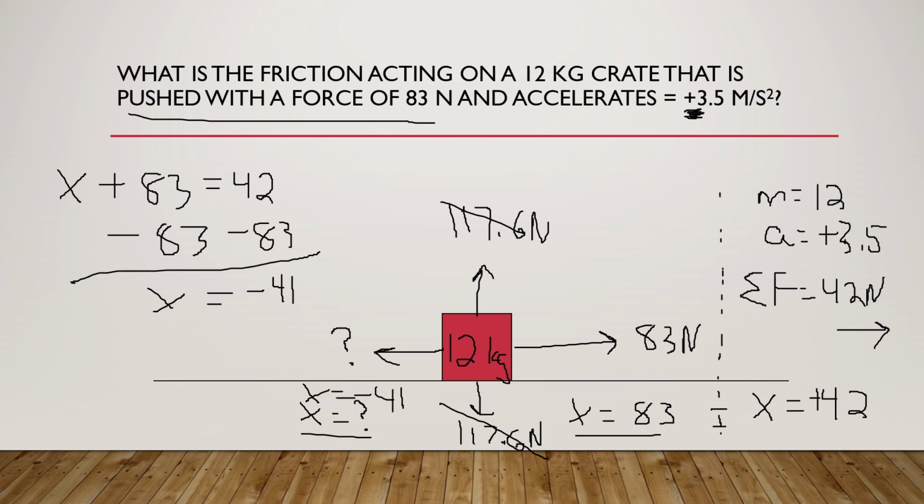Does that mean a negative 41 goes in the picture? Well, no. In fact, we knew it was going to be negative. Look at the picture. The friction arrow is already pointing to the left. Remember, negative means direction. So we could just say that the friction is 41 newtons.